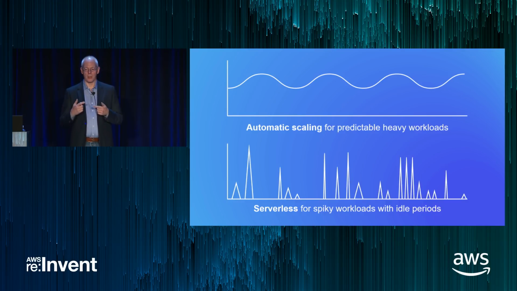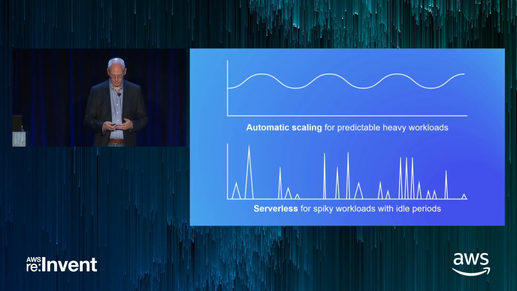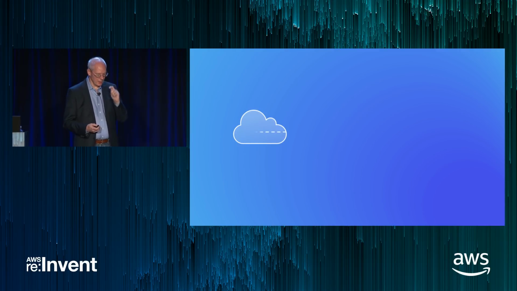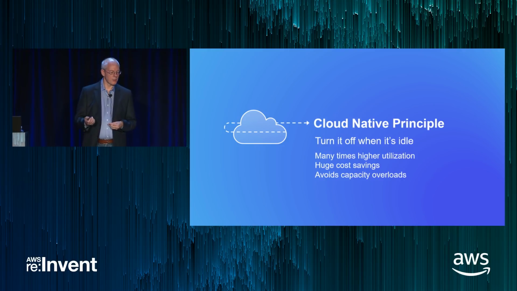If you've got spiky workloads that go completely idle, then you want to use serverless. And there's some crossover point where you can obviously do anything with either one, but the most efficient thing will be to use serverless at the low end. And as you get to very heavy workloads where you're keeping your Lambda functions totally busy all the time, it may be more effective to have some containers running as a continuously running workload. But it's up to you, and there are different trade-offs there. So here's another principle. You want to turn it off when it's idle, because you can get much higher utilization, huge cost savings, and it avoids capacity overflows.